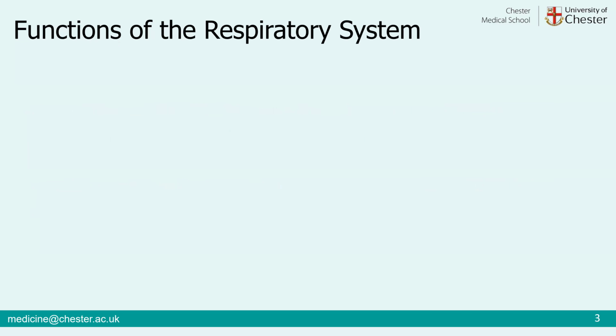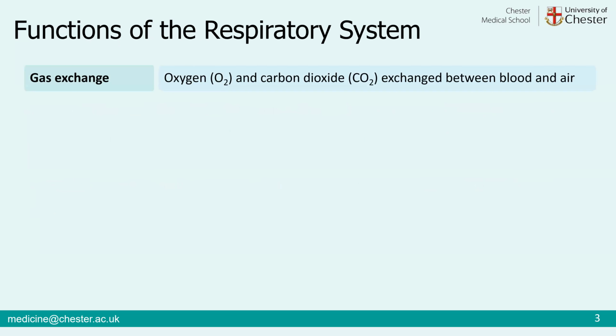So functions of our respiratory system on the whole, it actually does quite a lot of things. So we have our gas exchange, so the exchange of oxygen and carbon dioxide between the blood and air. Defense, so when we inhale air, we may be inhaling particulate matter or microbes, and we want to make sure we can protect the actual respiratory surface of our lungs from those particles and microbes, because that respiratory surface, as we'll see later, is very, very delicate.